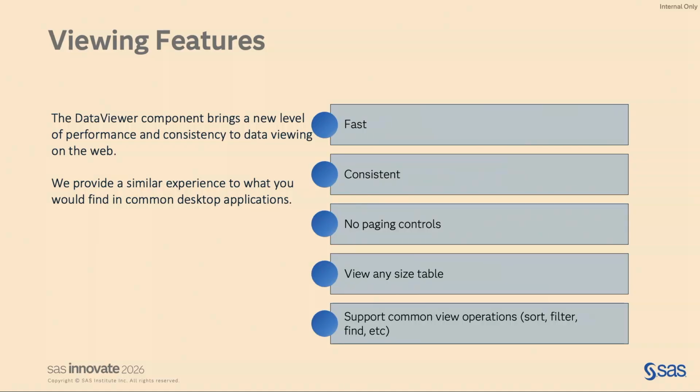So for the data viewer to be delightful to use, it needs to have a few characteristics, like being fast, being consistent across applications, not having paging controls. You don't want to have to page through 200 rows at a time as you go through your data. Supporting very large data sets, millions of rows, and having common features like sorting, filtering, and find.